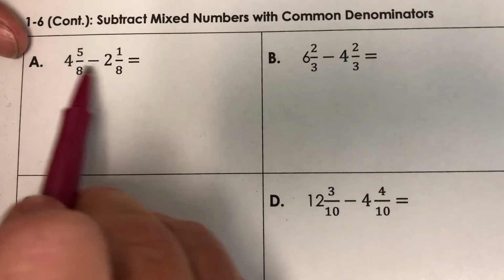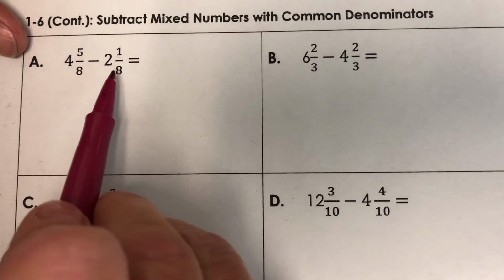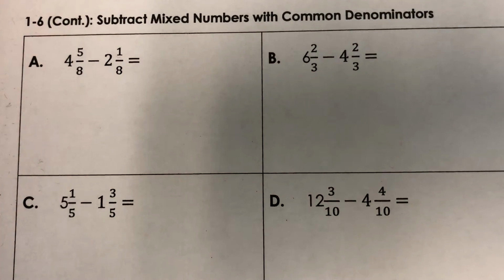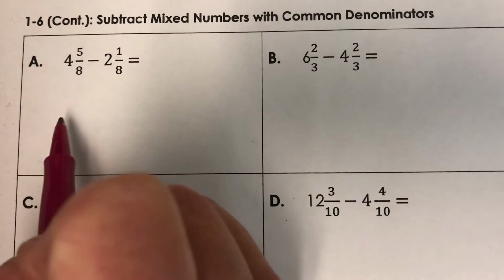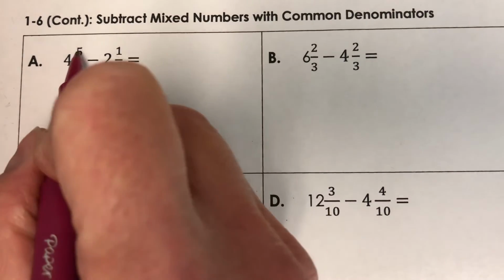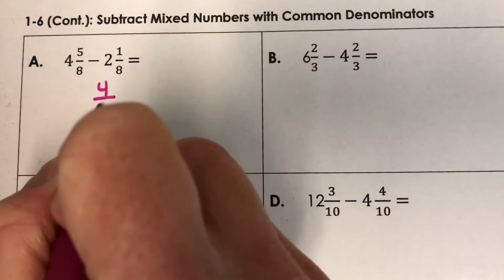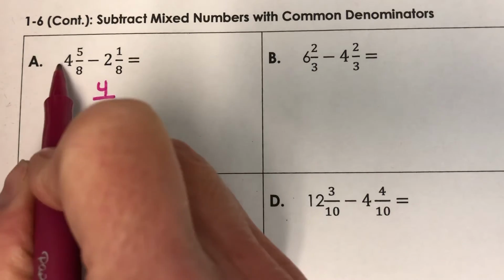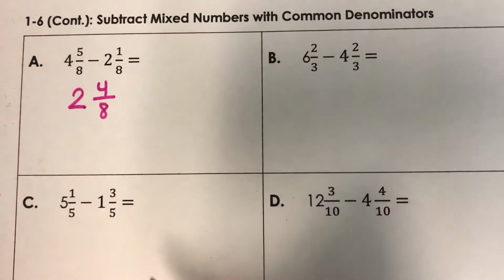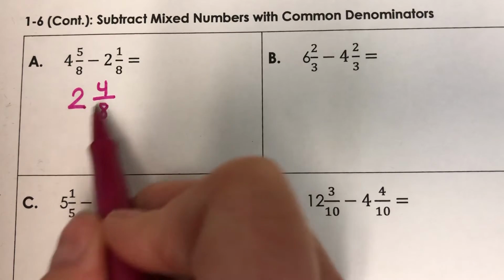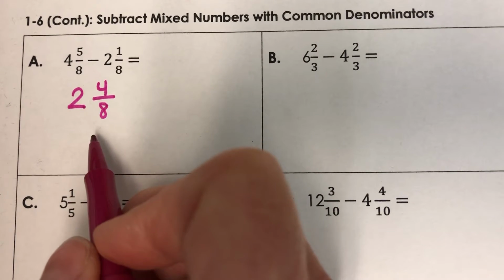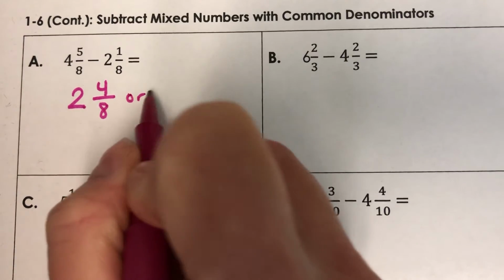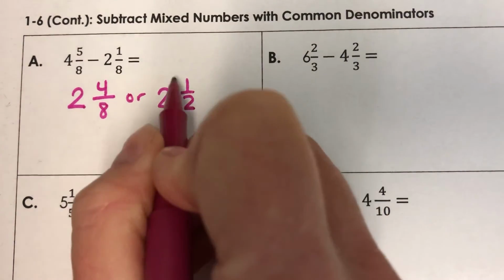All right, so for letter A, when I look at this, I see 4 5/8 minus 2 1/8. I notice those denominators match, so we're good to go. When I look at my fractions, I can take 1 away from 5. So I'm going to go ahead and do that. 5 minus 1 is 4, and I keep my denominator the same, and 4 minus 2 is 2. Now right now, I would take 2 4/8 from you, but 4/8, isn't that the same as a half? Yeah. So let's put down 2 1/2.